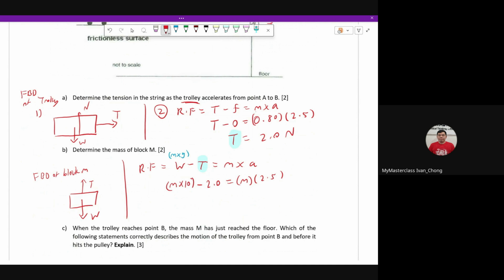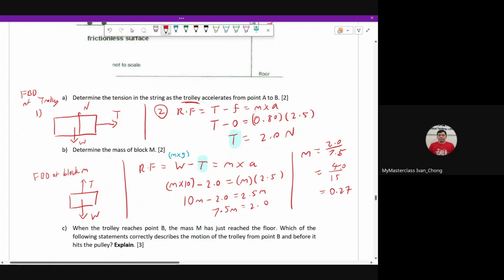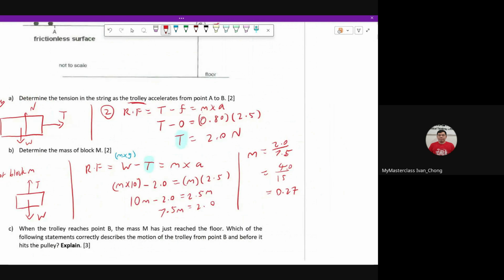Okay, so basically this just becomes math. 10m minus 2 equals 2.5m. So you shift them over, 7.5m is 2. m is therefore 2 over 7.5. So 2 divided by 7.5 will give us a very weird number, 4 out of 15. And therefore, you will get 0.27. And take note, we are now using mass, so this is kg to SF.